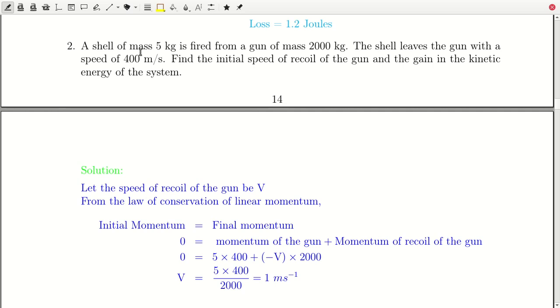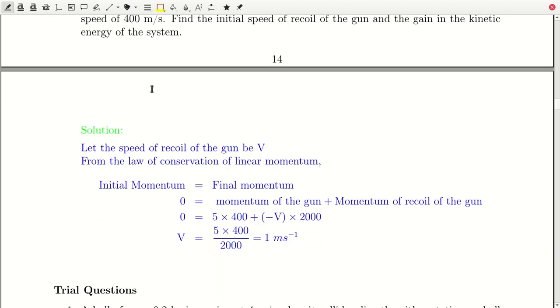Here they are saying a shell of mass 5 kilograms is fired from a gun of mass 2000 kilograms. The shell moves from the gun with a speed of 400 meters per second. Find the initial speed of recoil of the gun and the gain in kinetic energy of the gun.